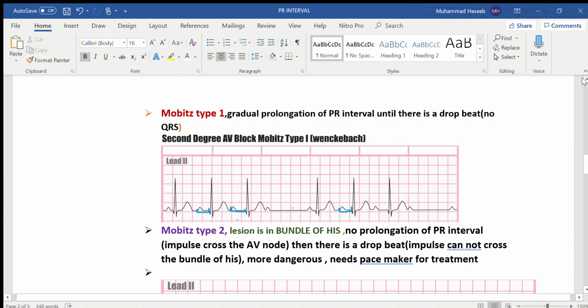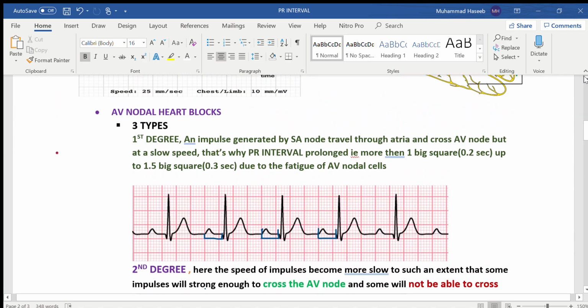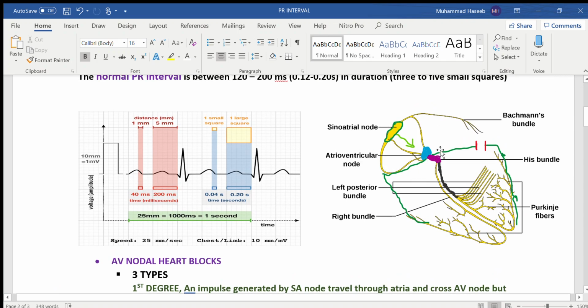Again, I am going back to the diagram so you can understand where the bundle of His is. In Mobitz type 1, there is usually fatigue of the AV node. These AV nodal cells are usually fatigued. But in Mobitz type 2, the lesion is usually in the bundle of His.